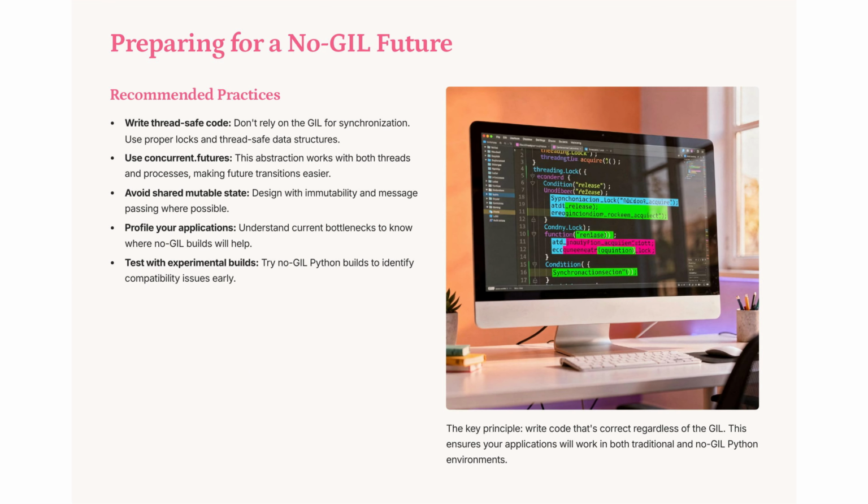Write thread-safe code by using proper locks and thread-safe data structures. Utilize concurrent.futures for seamless transitions between threads and processes. Design with immutability and message passing to avoid shared mutable state. Profile applications to identify bottlenecks and test with experimental no global interpreter lock builds. Ensure code correctness regardless of the global interpreter lock for compatibility.